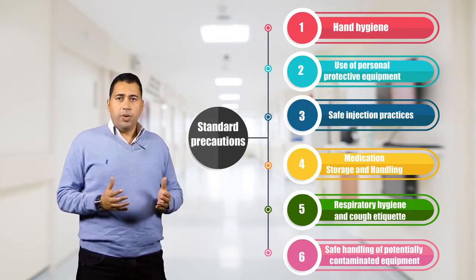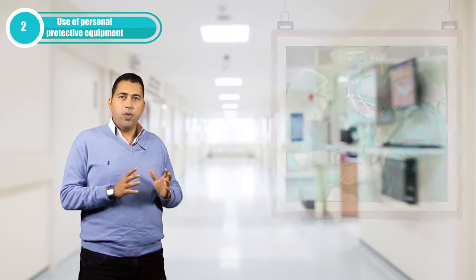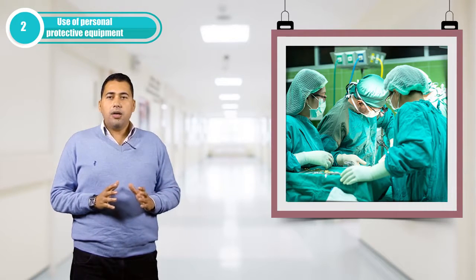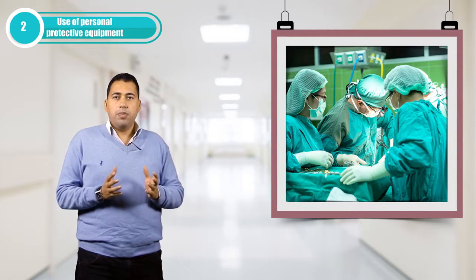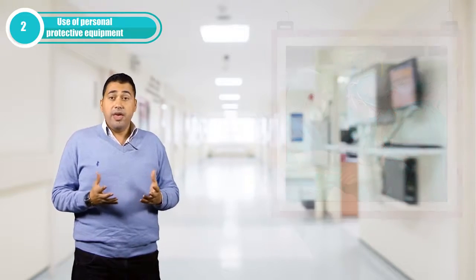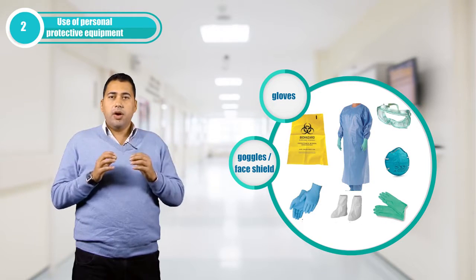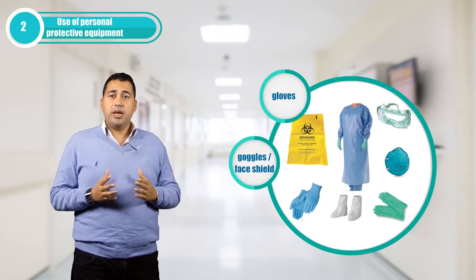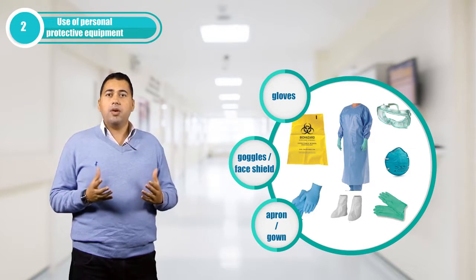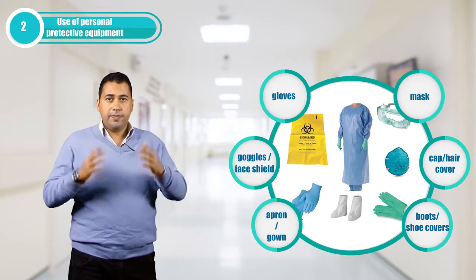The second topic in standard precautions is the personal protective equipment, or what is so called PPE. It is a set of equipment that protects healthcare providers from transmitting infection. They include gloves, goggles, or even face shields. They can include the aprons or gowns used by surgeons. They include shoe caps and also head caps.